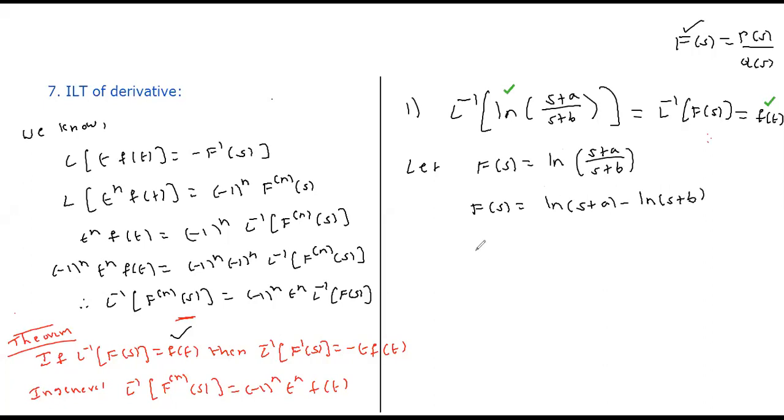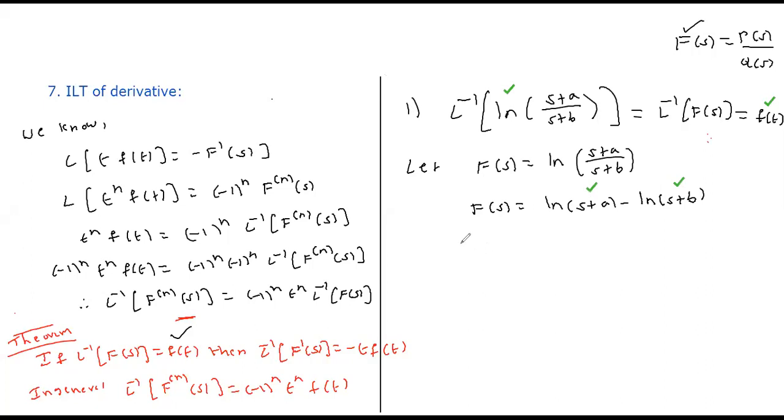Now can you tell me the next step? I don't know the inverse transform of log of s plus a, but I know the inverse transform of 1 by s plus a. I also know the inverse transform of 1 by s plus b. Am I right? So how can I get 1 by s plus a from log of s plus a?